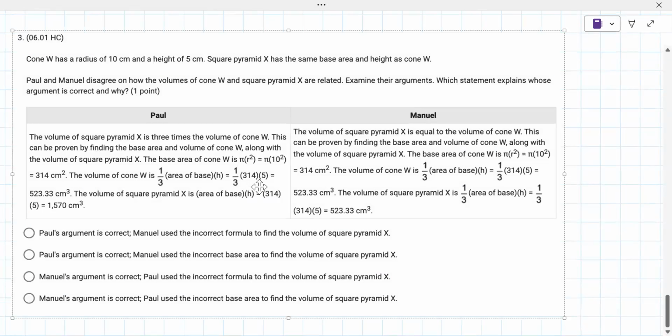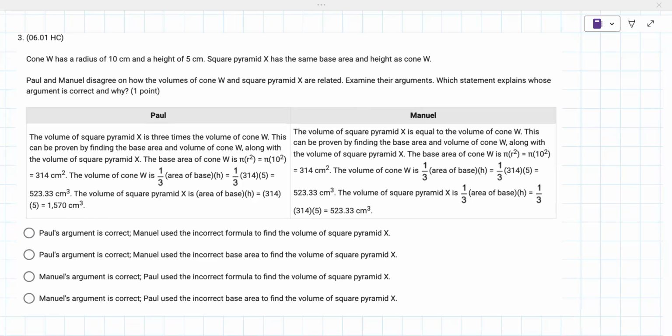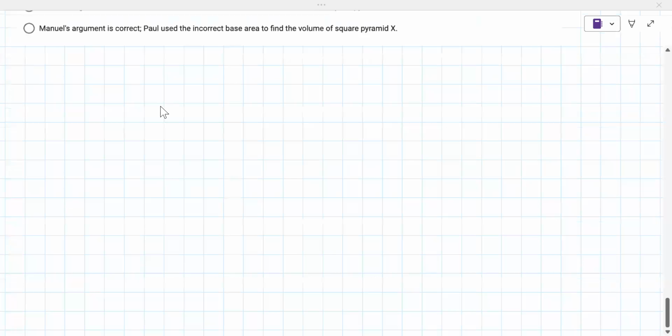Cone W has a radius of 10 centimeters and a height of 5. Square pyramid X has the same base area and height as cone W. Paul and Manuela disagree on how the volumes of cone W and square pyramid X are related. Examine their arguments, explain. Okay. It's actually easier, for these ones where it's like which one's right, which one's wrong, to just work them out and then go back and compare.